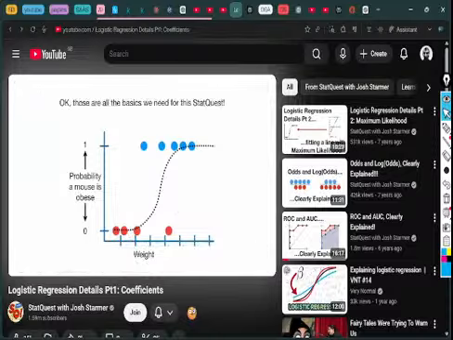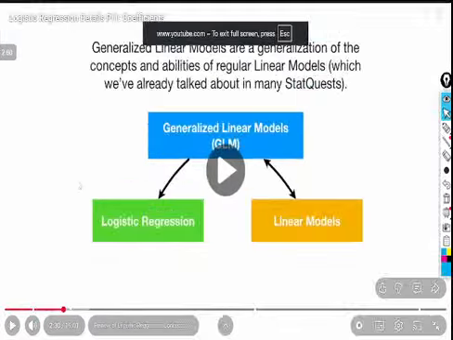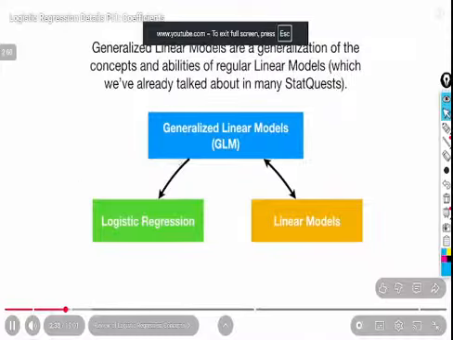Okay, those are all the basics we need for this StatQuest. One last thing before we get started. I want to mention that logistic regression is a specific type of generalized linear model, often abbreviated GLM. Generalized linear models are a generalization of the concepts and abilities of regular linear models, which we've already talked about.